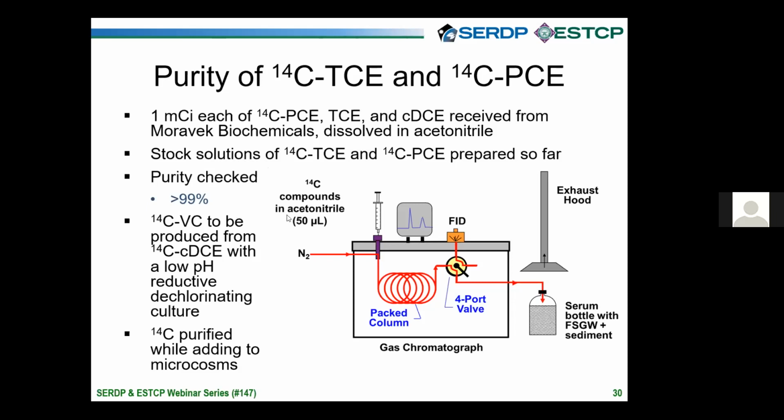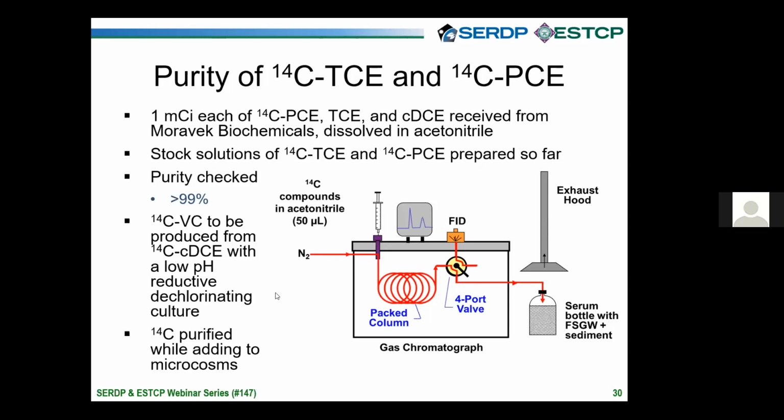The way that the purification is done is we inject the stock solution with the labeled compound in it onto a gas chromatograph. The gas carrier, nitrogen gas, sweeps the stock solution through the column. As it elutes from the column, we bypass the detector and have it exit the gas chromatograph. And at the time when the chlorinated labeled compound elutes from the column, we inject that into the headspace of the serum bottle to get the carbon-14 labeled material into the bottle. So that's a key component of this.